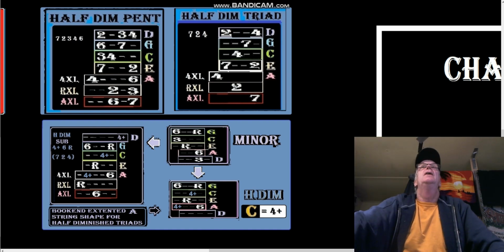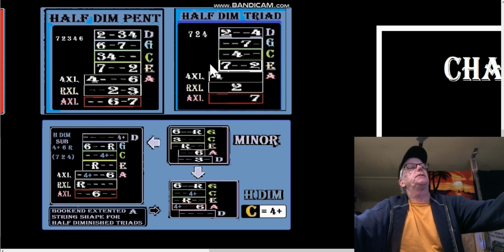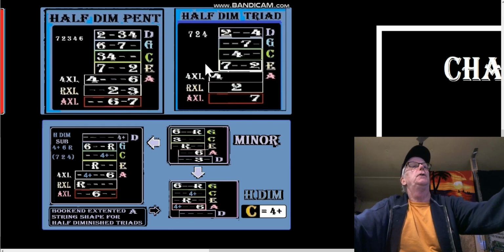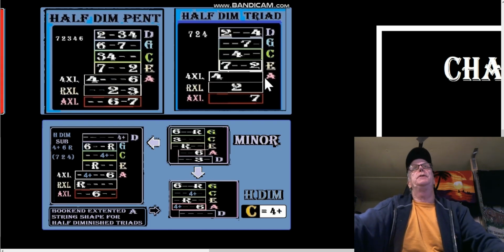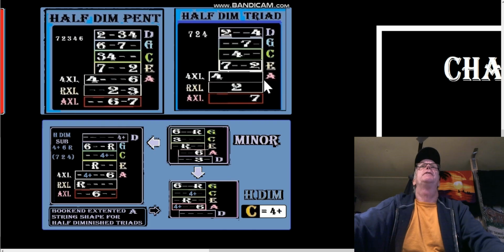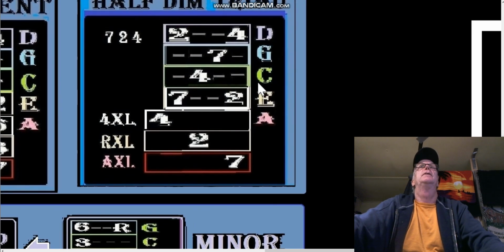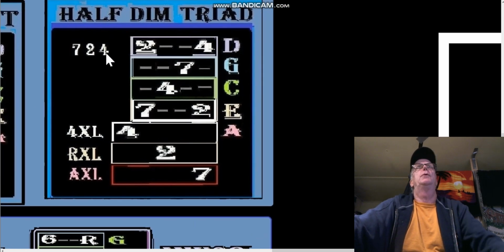Okay, so remember, there's two ways to play the string shapes. We can read them straight off. So in the case of the half diminished, let's say we have our root, 3, 5, root. Half diminished is going to be 7, 2, 4, 7. So these would be the string shapes in the long form for 7, 2, 4, 7 right here. So it's just 7, 2, 4, and then root octave would be 7.